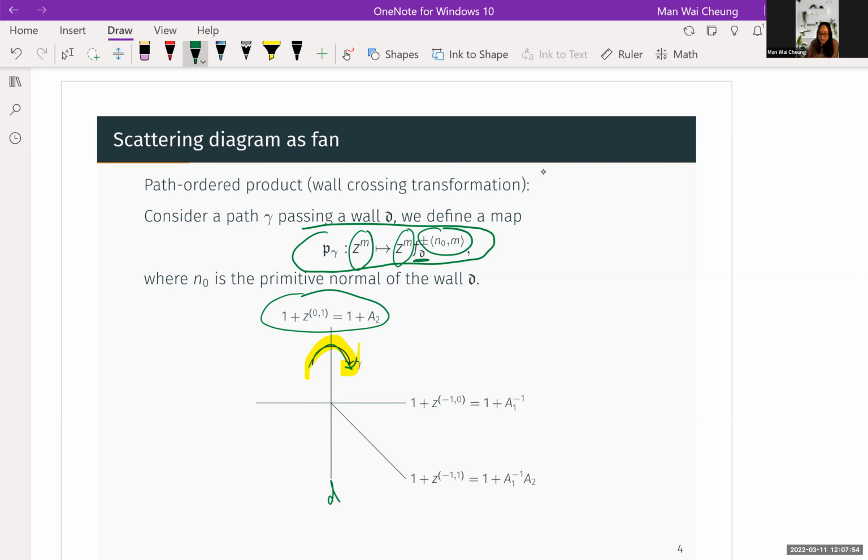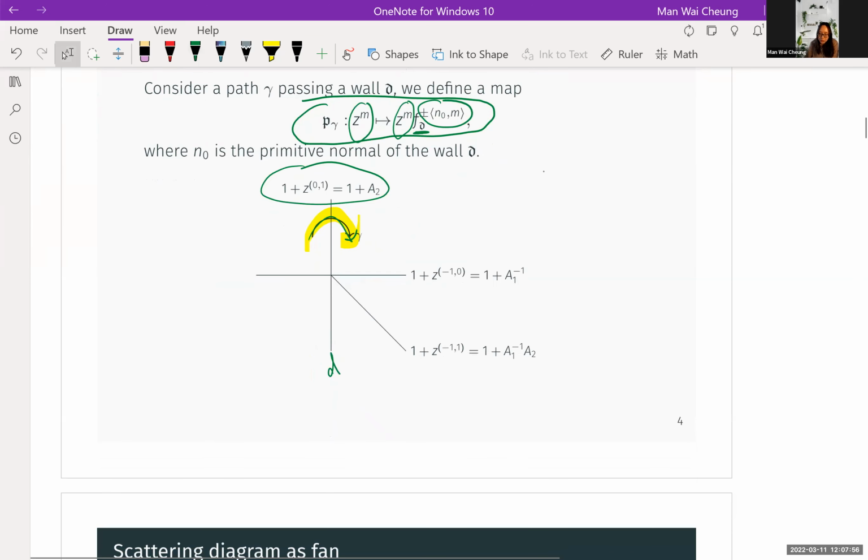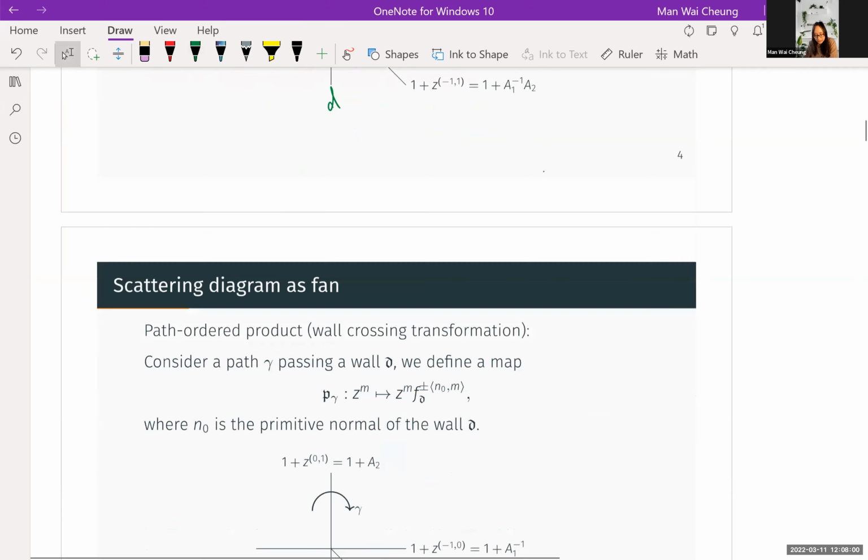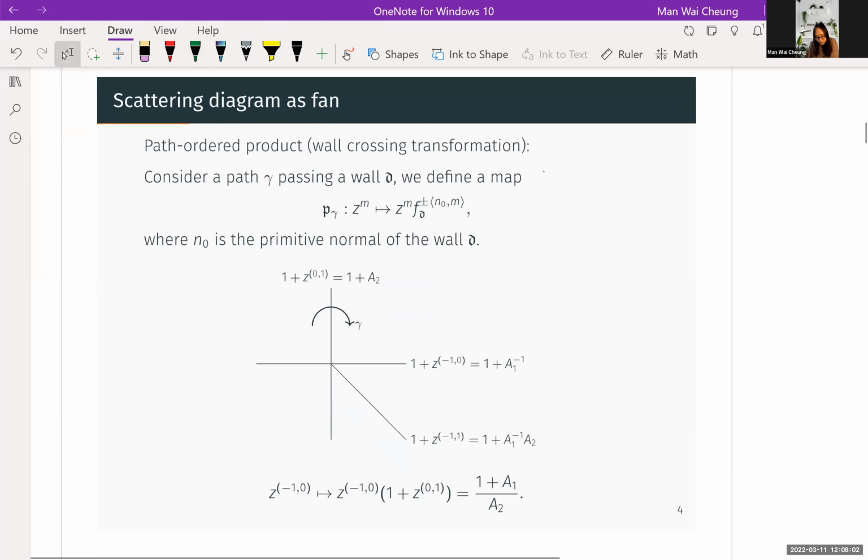And then I multiply this wall function up to some power. And what does that mean? Like today's talk, everything will be illustrated by example. So let's illustrate what I mean by an example. Let me say here, I have this path order product acting on this monomial z^(-1,0). And then according to this rule, we keep the monomial and multiply by this wall function, which is 1 plus z^(0,1).